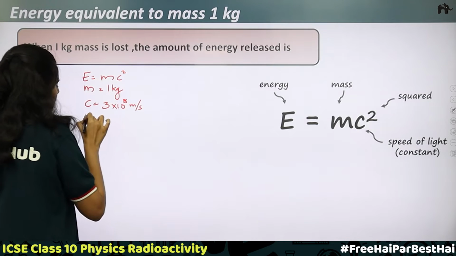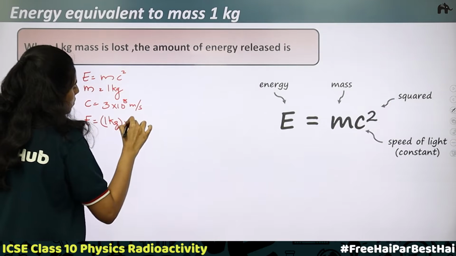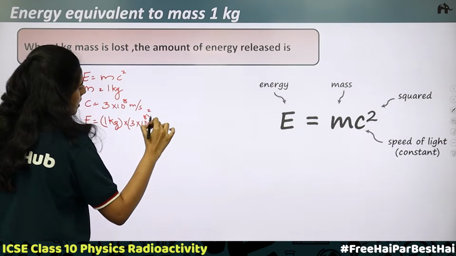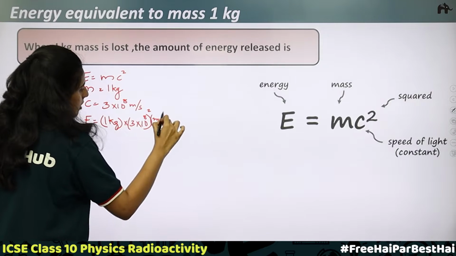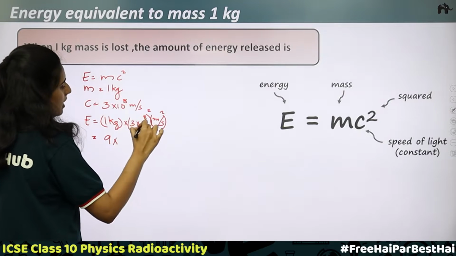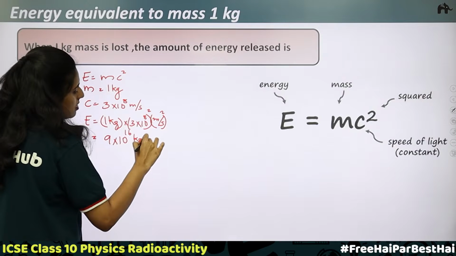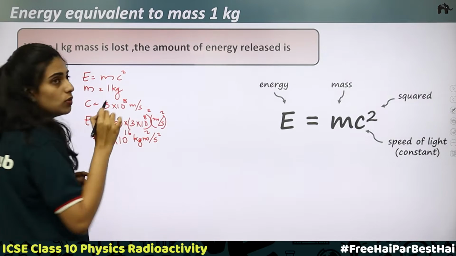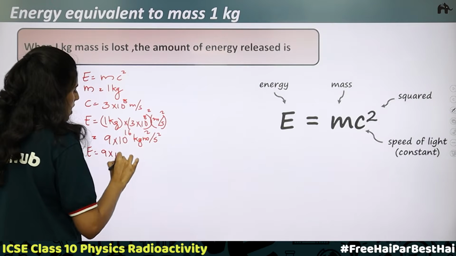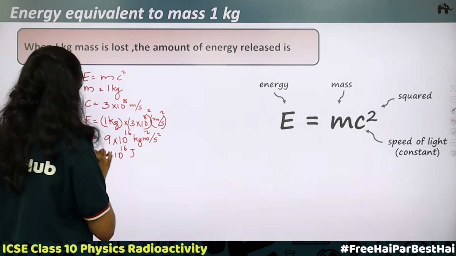Putting in the equation, we get E is equal to 1 kilogram into 3 into 10 raised to 8 whole square meter per second square, which is equal to 3 square is 9 into 10 raised to 8 whole square is 10 raised to 16 kilogram meter square per second square. The unit of energy is joules. So energy is equal to 9 into 10 raised to 16 joules. Now we got the energy.